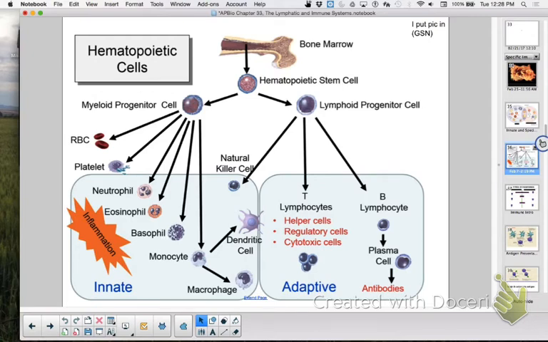I saw a hand up. Yeah, so I know T cells only kill your own body cells, like once they're infected. Okay, let me get to that. I'm going to head there in just un momento.